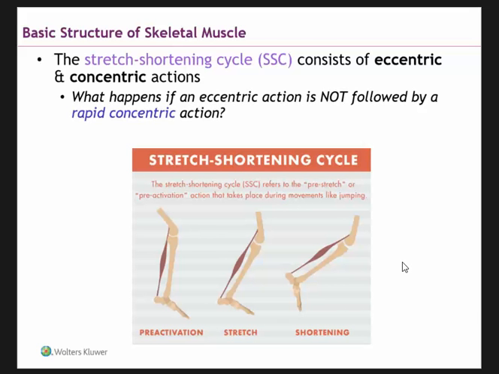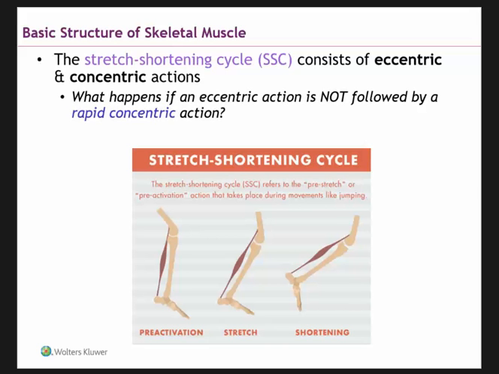Let's move on to the next question, number 2 on your assignment. This slide and the next slide will help to answer it. So we first want to discuss what the stretch shortening cycle is. This cycle is described as a rapid cyclic muscle action whereby the muscle undergoes an eccentric contraction followed by a transitional period prior to the concentric contraction.